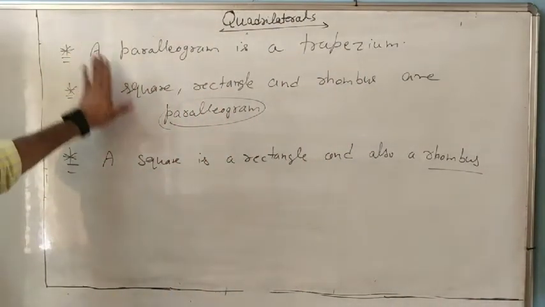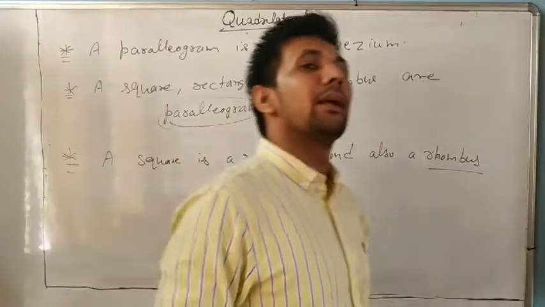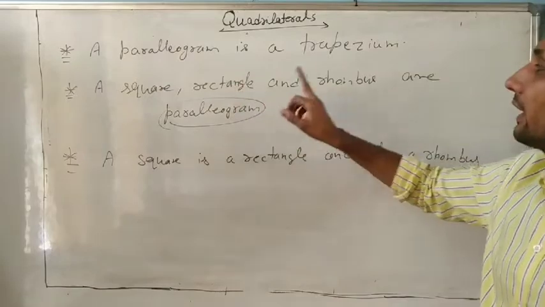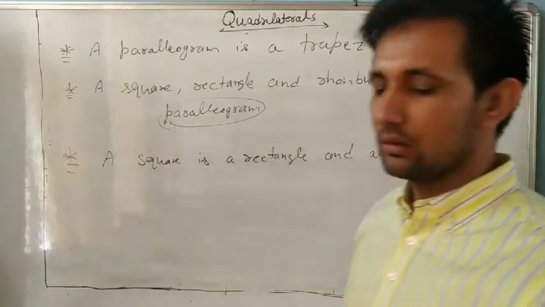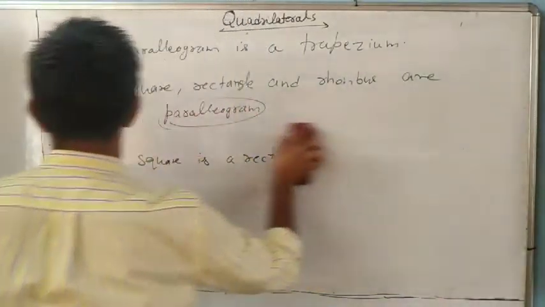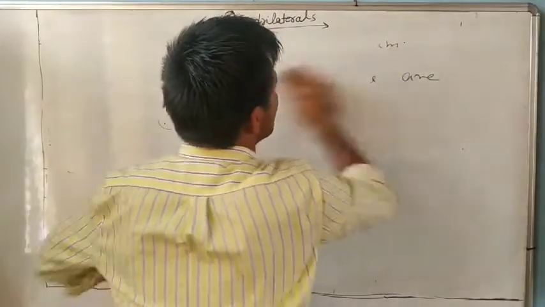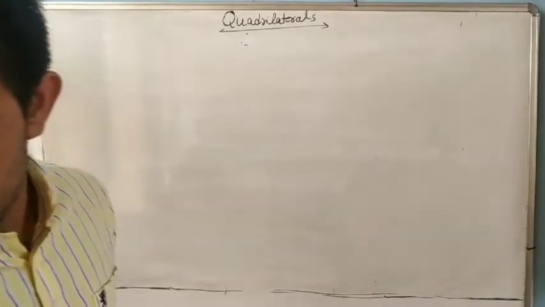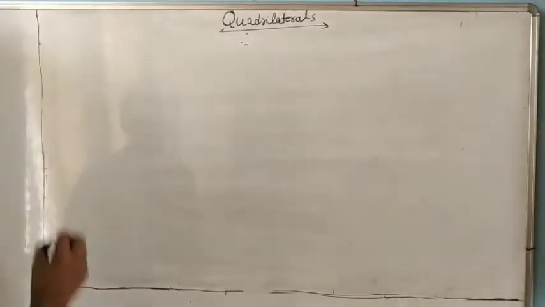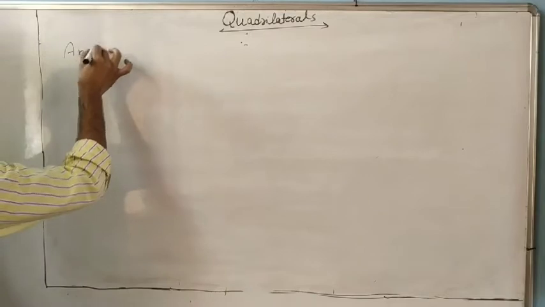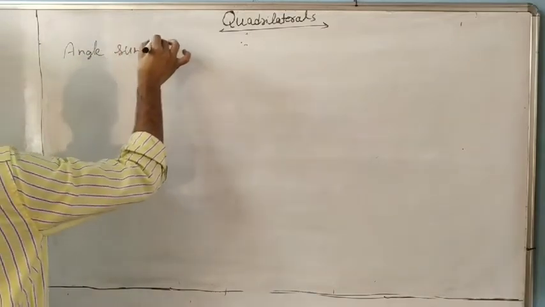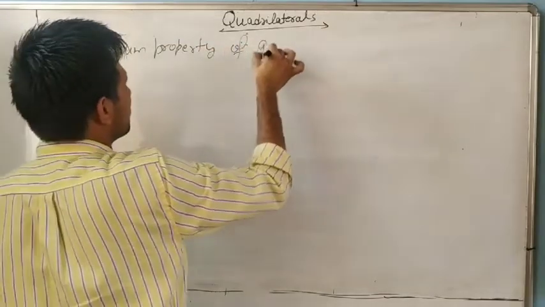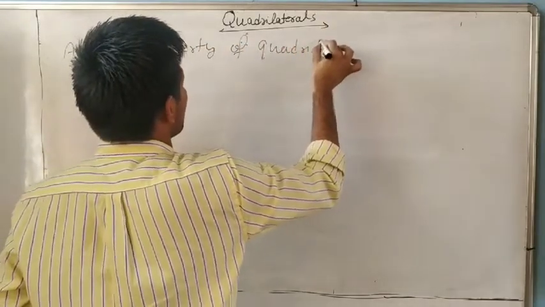So this is very important. A parallelogram is always a trapezium. A square, rectangle and rhombus are always parallelograms. Now we will discuss one property, the angle sum property of a quadrilateral.